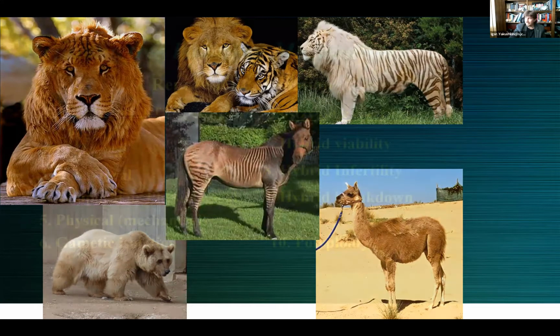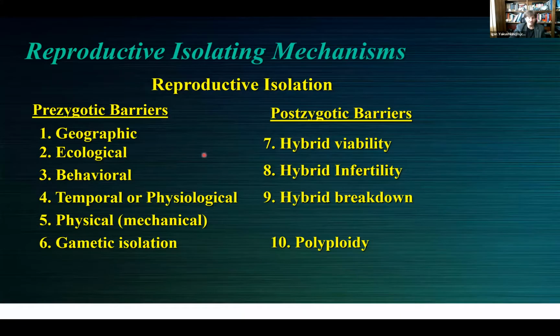So now let's take a look at the pre-zygotic barrier. Geographic, lion and the tiger. Lions usually stay within Africa.